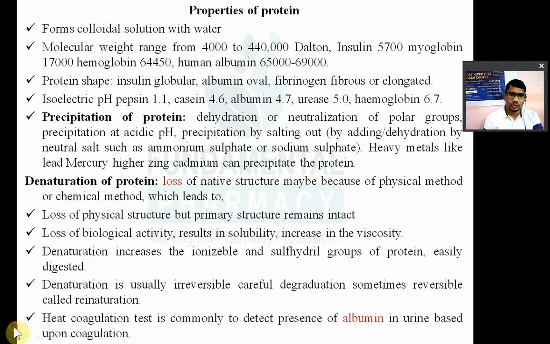Now heat coagulation test is commonly used to detect the presence of albumin in the urine. आपके यूरिन में अगर अल्बुमिन है तो कैसे चेक करेंगे? यूरिन का सैंपल ले लो टेस्ट ट्यूब में, थोड़ा सा उसको बर्नर के ऊपर हीट करो. अगर उसमें turbidity आता है, if urine becomes turbid, that means there is a presence of albumin in the urine. So heat coagulation test is commonly used to detect albumin in the urine, because that causes denaturation of protein and decreases the solubility. तो याद रखना है, right?